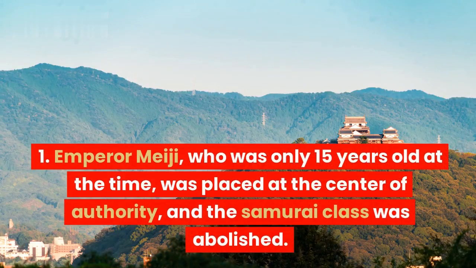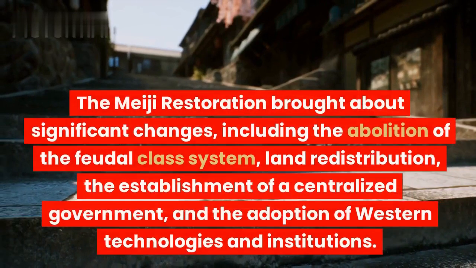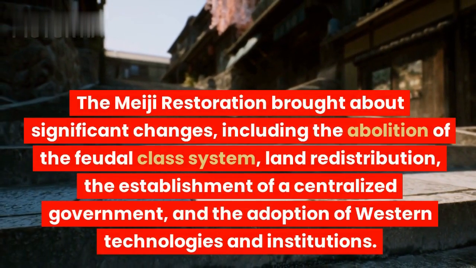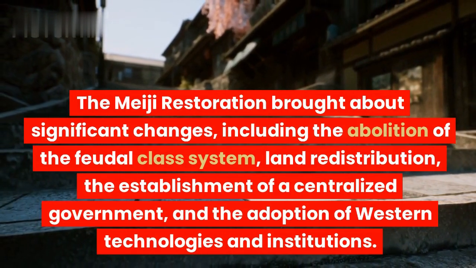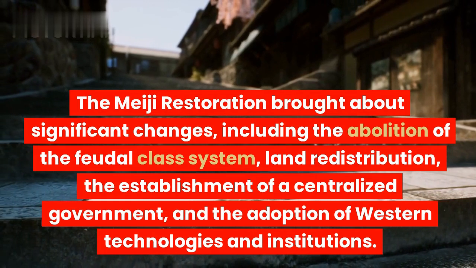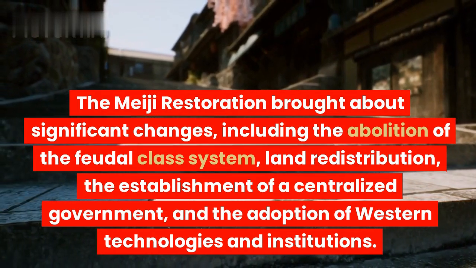Emperor Meiji, who was only 15 years old at the time, was placed at the center of authority, and the samurai class was abolished. The Meiji Restoration brought about significant changes, including the abolition of the feudal class system, land redistribution, the establishment of a centralized government, and the adoption of Western technologies and institutions.